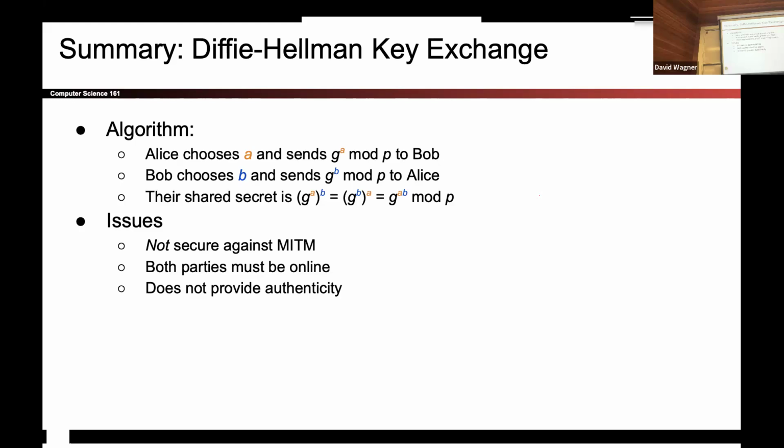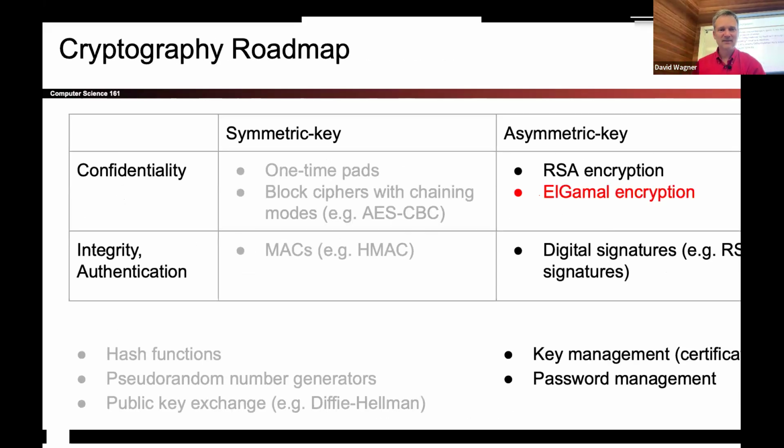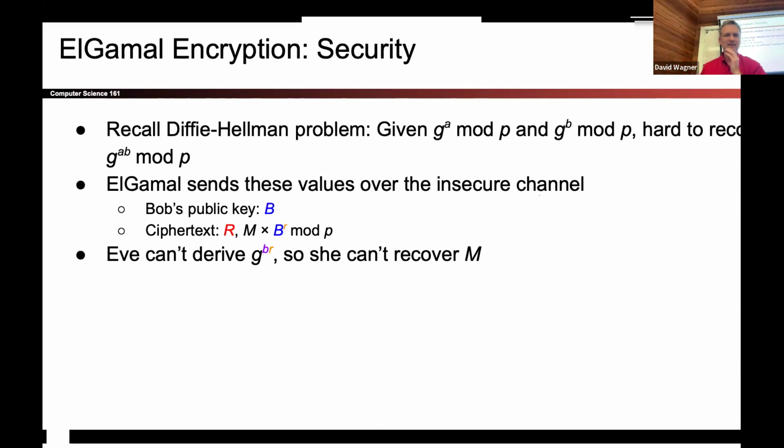Elgamal is going to do something inspired by that, except Bob's thing that he sends, we're going to relabel that as Bob's public key. And Alice's thing that she sends, that's going to be part of the ciphertext for Elgamal encryption. Okay. So just the same way that an eavesdropper can't figure out the Diffie-Hellman shared secret, an eavesdropper can't recover what message was sent with Elgamal encryption.